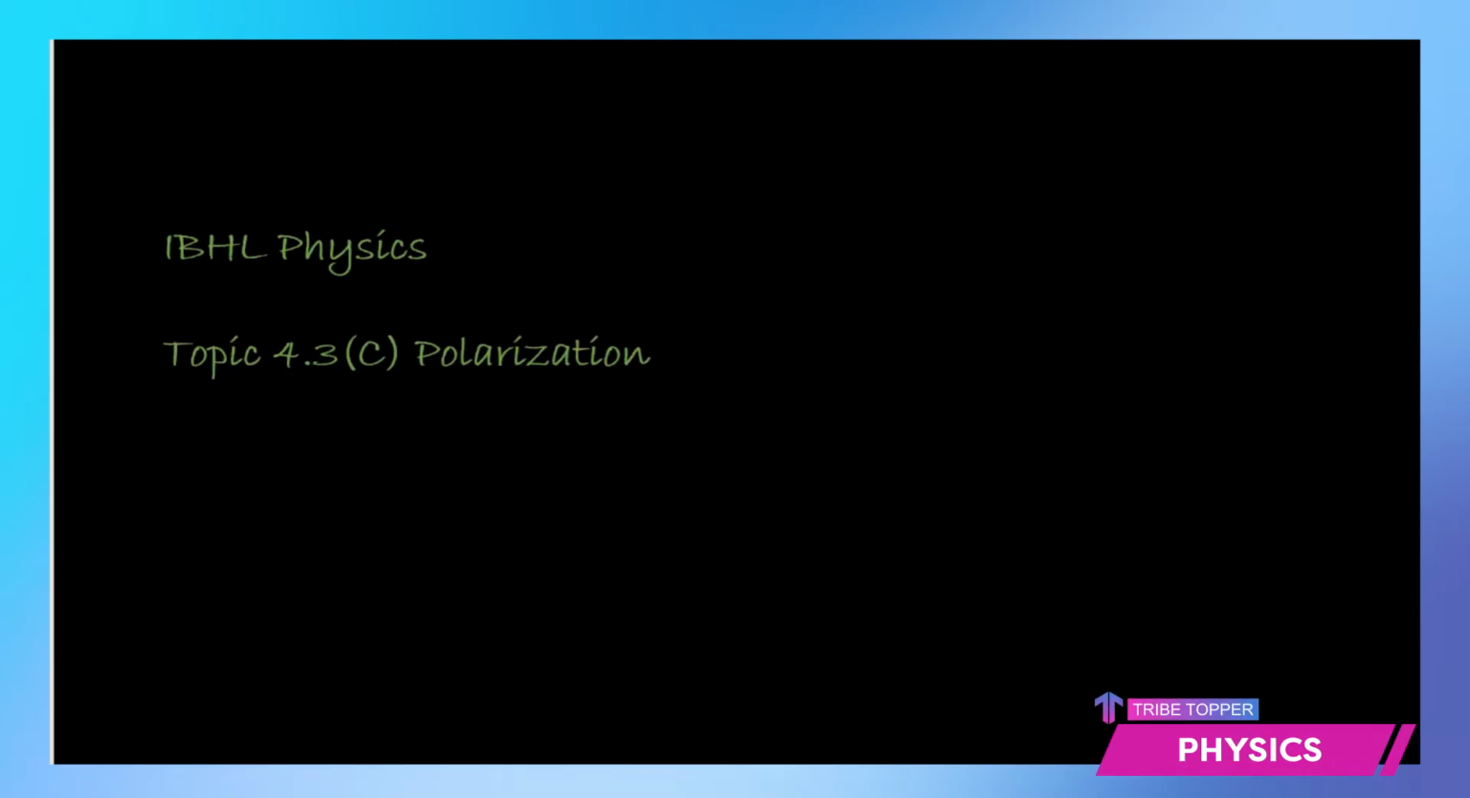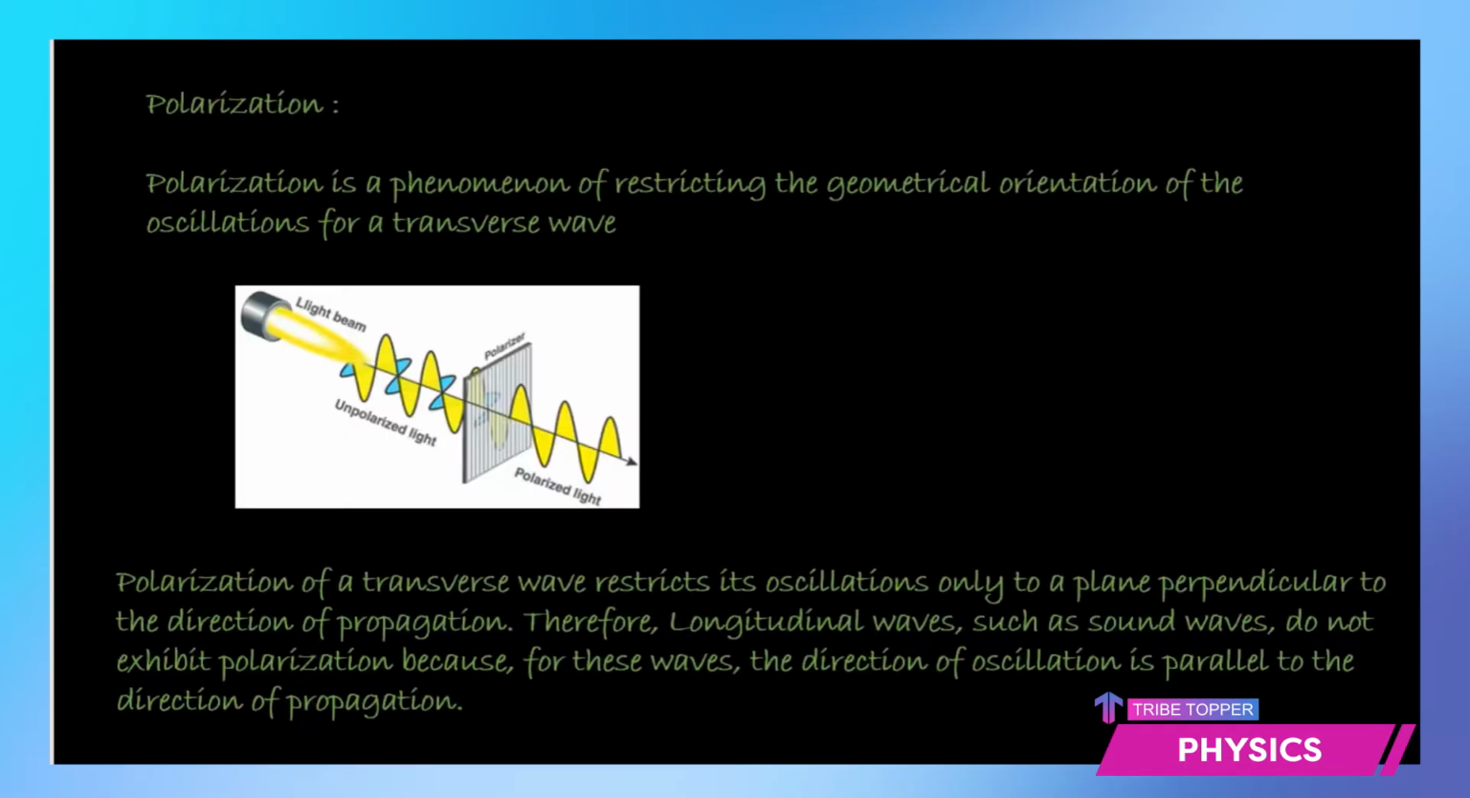In this video session, you are going to learn about polarization. So what is polarization? If you can see the diagram, you will quickly understand. Basically, what we are doing here is we are restricting the orientation of the oscillation of a transverse wave. So polarization is nothing but a phenomenon of restricting the geometrical orientation of the oscillations for a transverse wave. Like if you look at this, this was an unpolarized light oscillating in all directions.